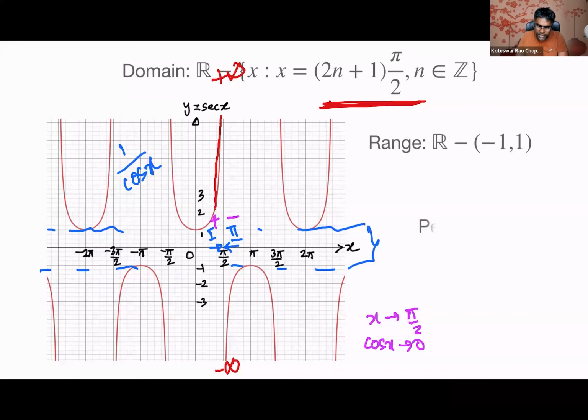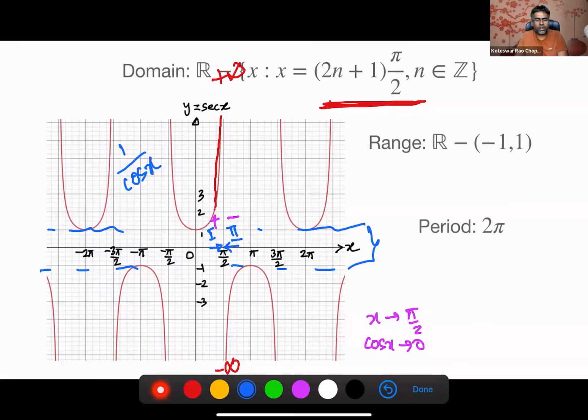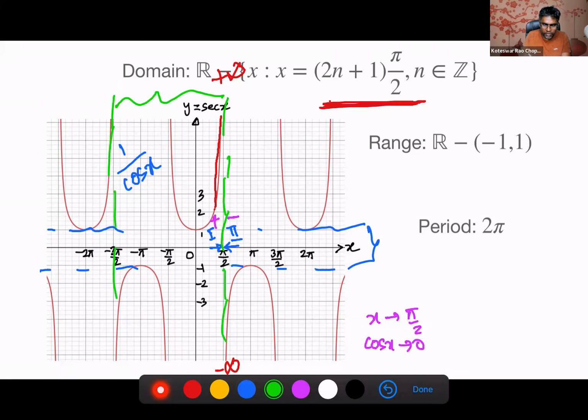And when it comes to the period, it is again 2 pi here, because let me point out. If I look at this region, that is a gap of 2 pi. And again, if you go another 2 pi, you see that the same repetition is happening. The same pattern gets repeated.